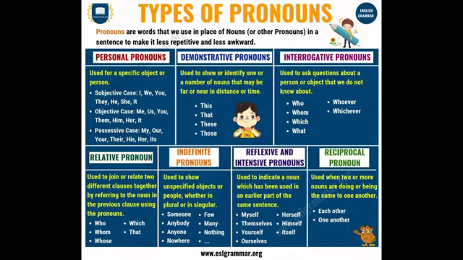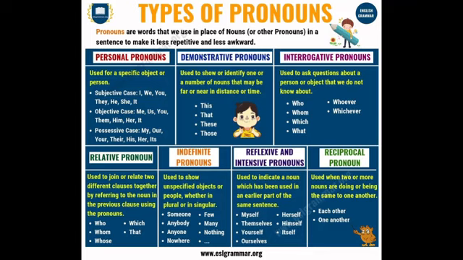Now, we are going to see the types of pronouns. The different types of pronouns are personal pronoun, used for a specific object or person like I, you, we, me. Then demonstrative pronoun, used to show or identify one or a number of nouns that may be far or near in distance or time. For example, this, that, these, those. Then interrogative pronoun, used to ask a question about a person or object that we do not know about. For example, who, which, what, whoever, whichever.